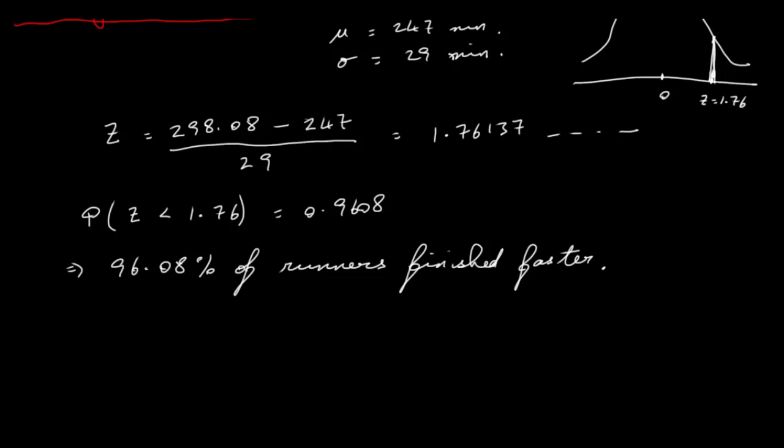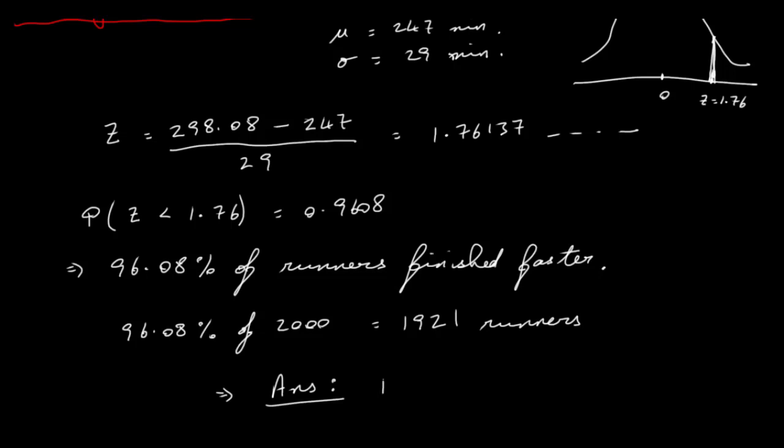So how many runners did we have? 2,000 runners. So all we've got to do is get 96.08% of 2,000, and that equals 1921. So that's the number of runners who finished faster than Circa in this particular marathon. So that means the answer is she must have finished in 1922nd place. I think that's all we were asked for here.